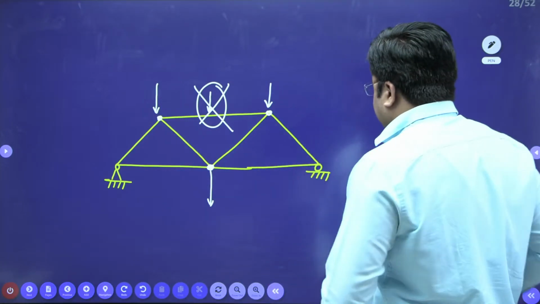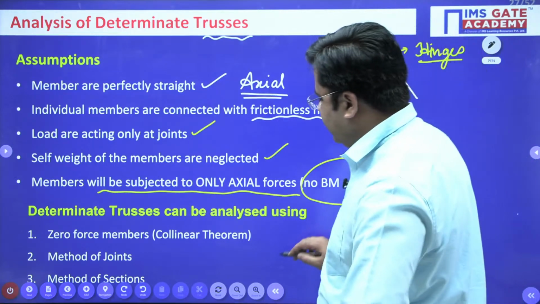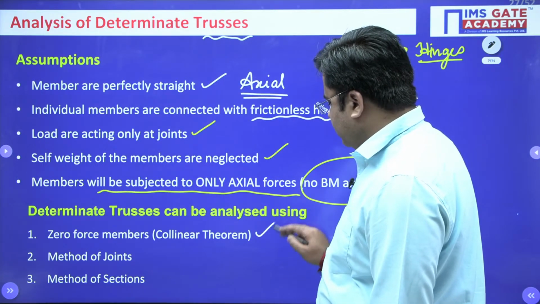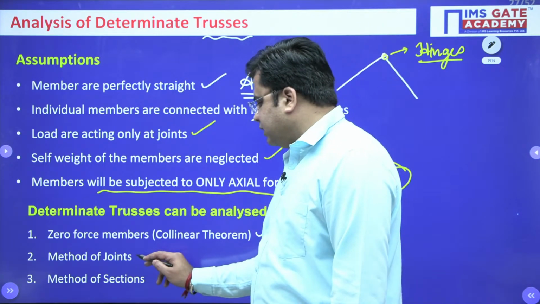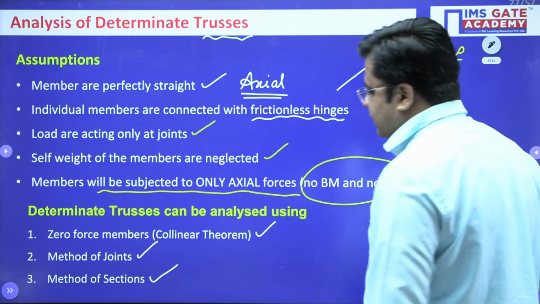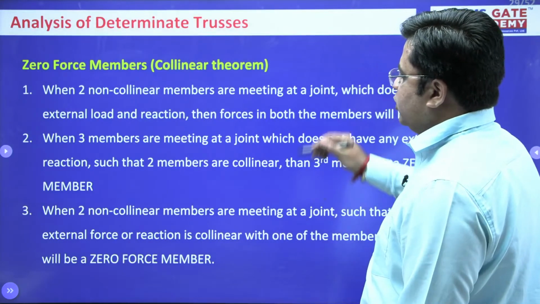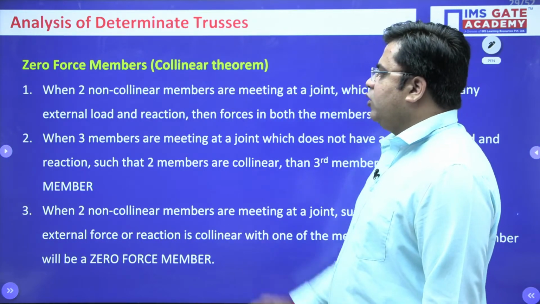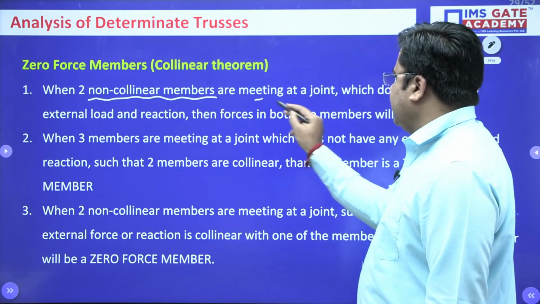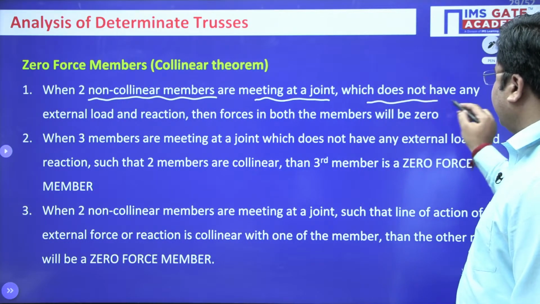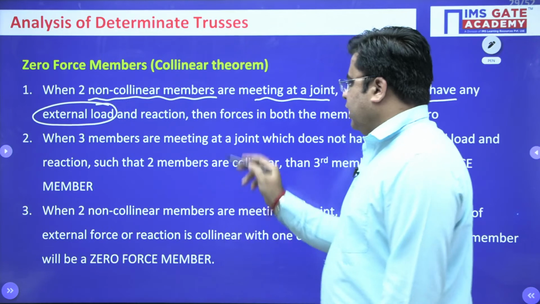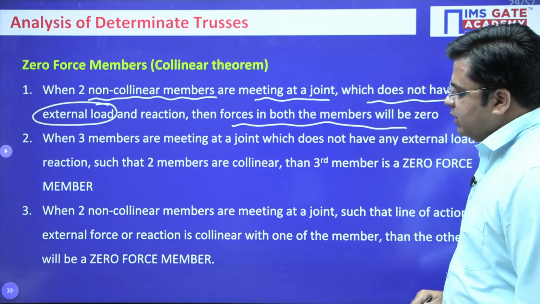In order to analyze the truss, we have three different methods. First is the zero force members, which we can analyze using the collinear theorem. Second is the method of joints, and third is the method of sections. First, we'll check the zero force members or the collinear theorem. When two non-collinear members are meeting at a joint which does not have any external load, please take care of this, any external load and reaction, then the forces in both the members will be zero.